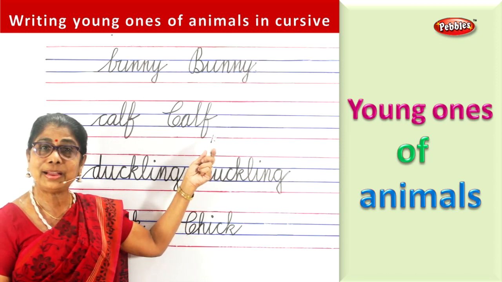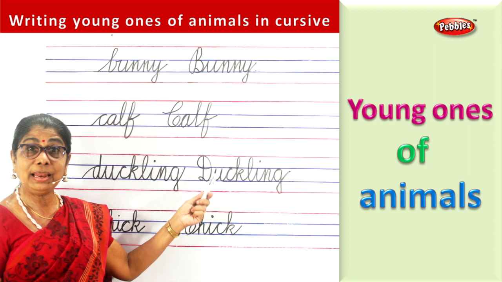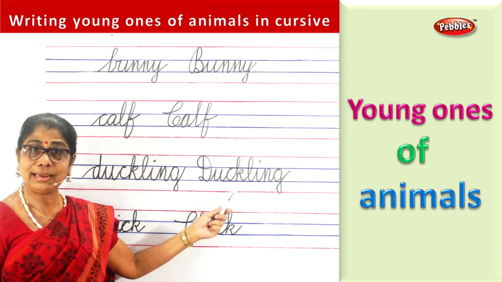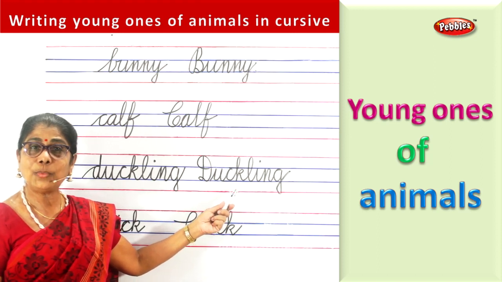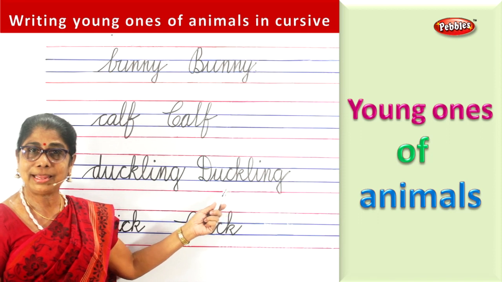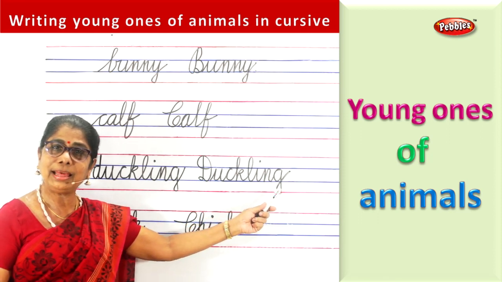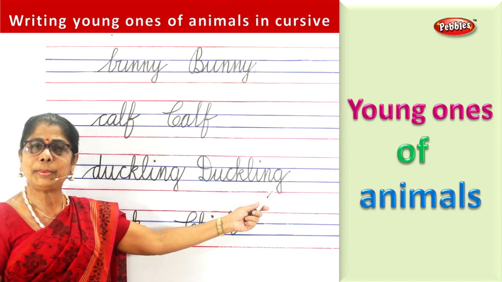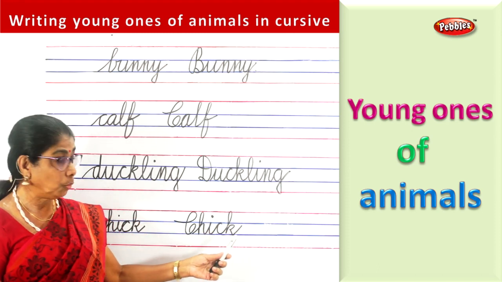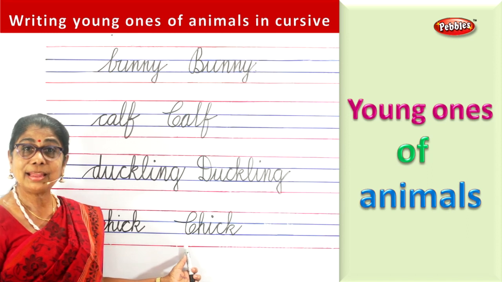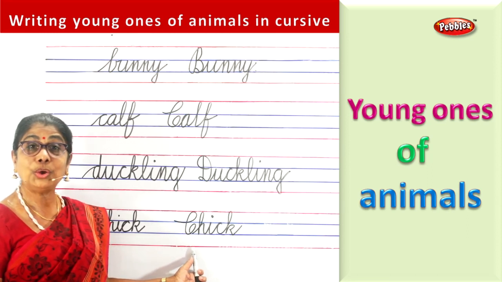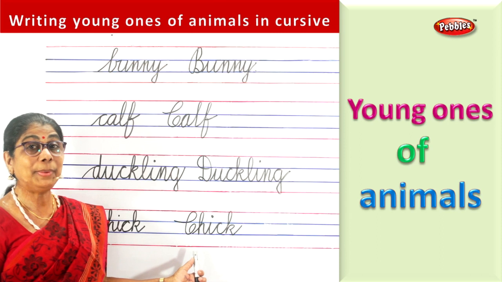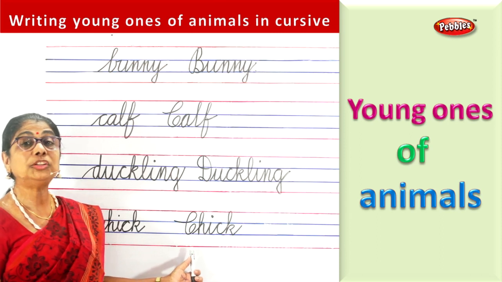The baby of a cow is called a calf, C-A-L-F, calf. What does the calf give us? She gives us milk. Duckling. The young one of a duck is called duckling. D-U-C-K-L-I-N-G, duckling. The duckling loves to swim about in the pond, in the water. Chick. The baby of a hen who gives us eggs. Her babies, tiny babies called chick.